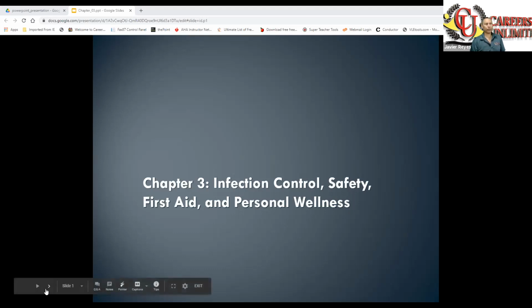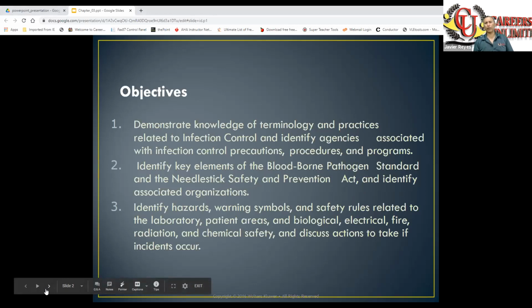So again, we have to be familiar with the terminology. Just like any other chapter, we're going to be using different terms. And if you don't know the term, just go ahead and ask, and I'll clarify it for you, right? But I'll try to do that along the way.